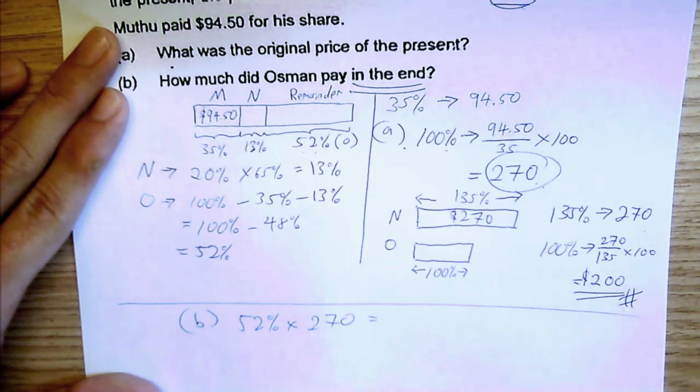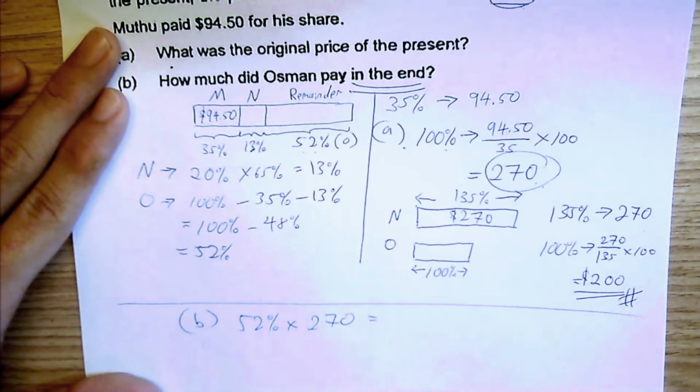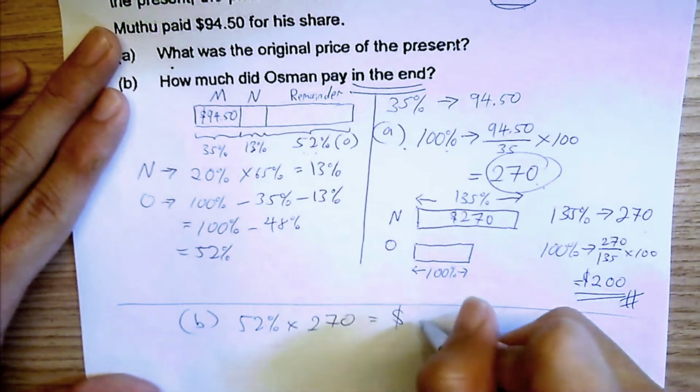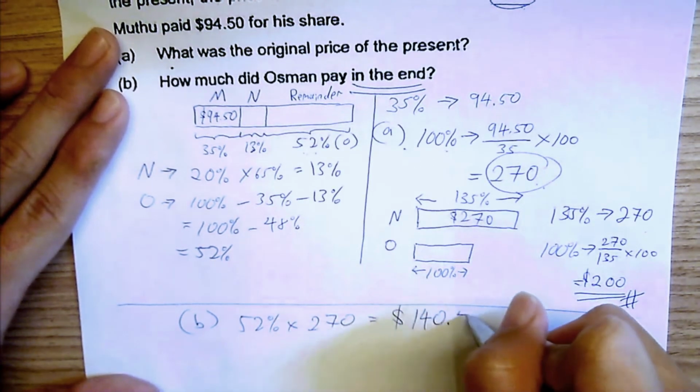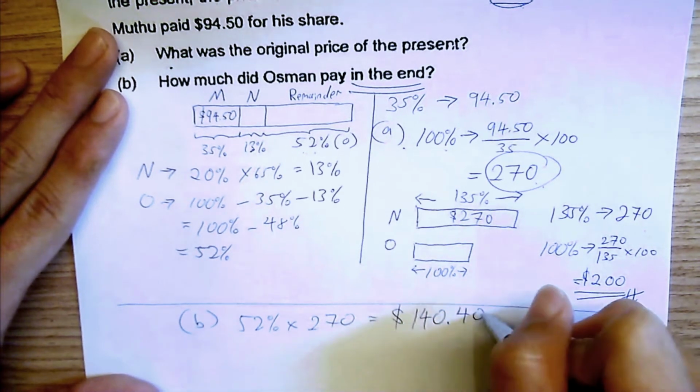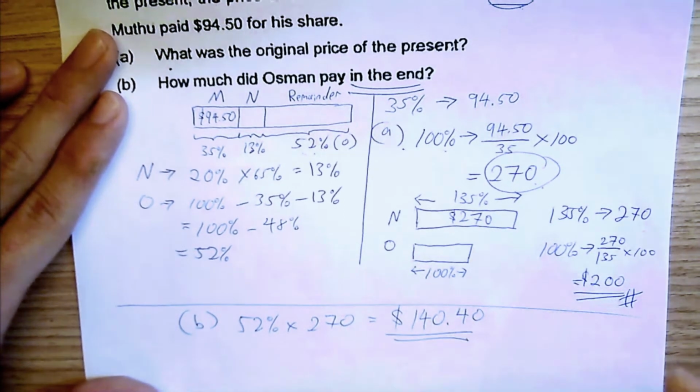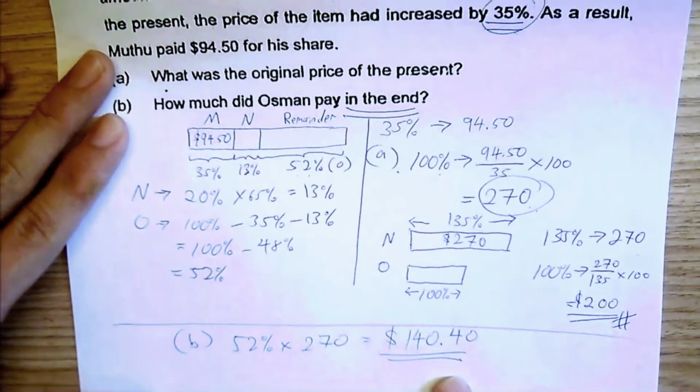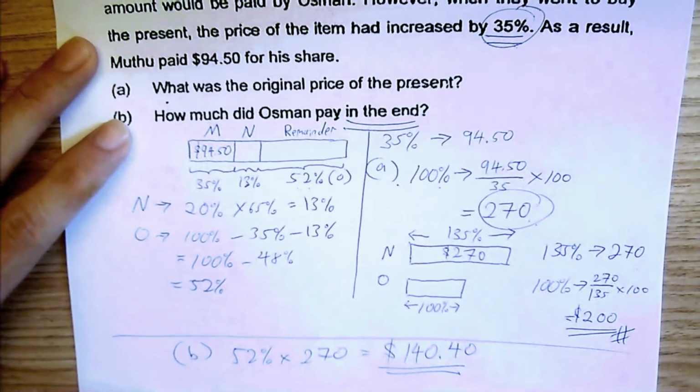Now let's see what we get from here. 52% multiplied by 270, and that will give us $140.40. Wow, that is a lot of money to pay for a present for one person at your age. Okay, so this is actually how you're supposed to do it.